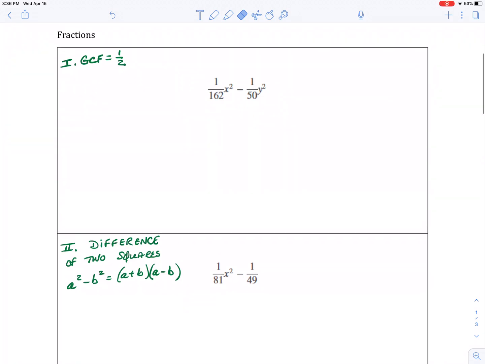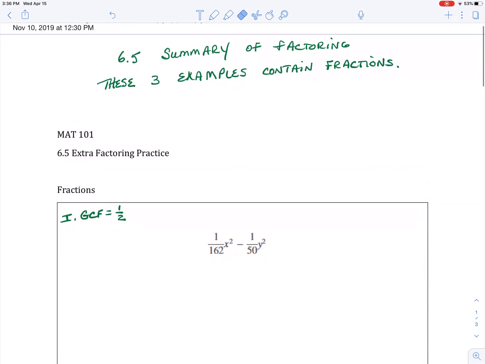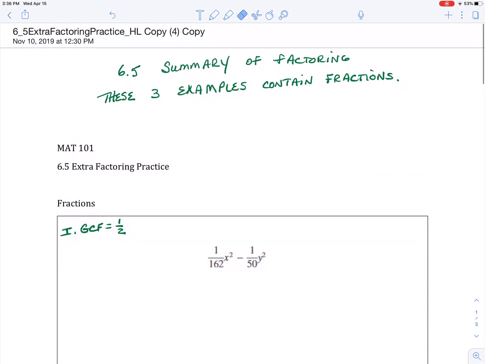Hello, this is Susan Poss again, and I'm looking with you at section 6.5, which is a summary of various factoring techniques. For those of you who are in 101, you've just finished 6.1, 6.2, 6.3, and 6.4, and 6.5 is just a big summary of all of that. If you're in 102, this is a good way to review what you would have already learned in 101.